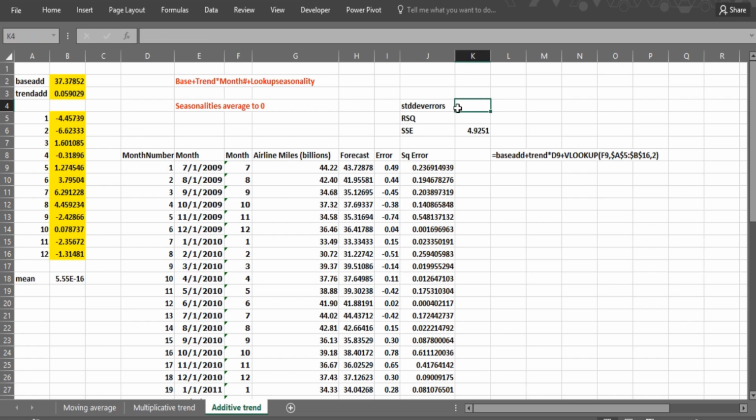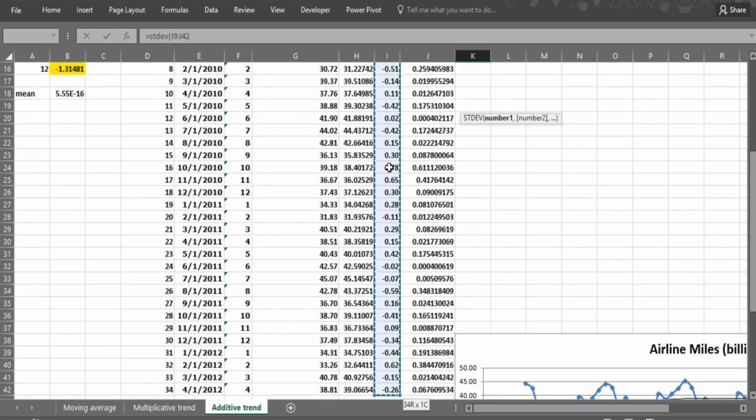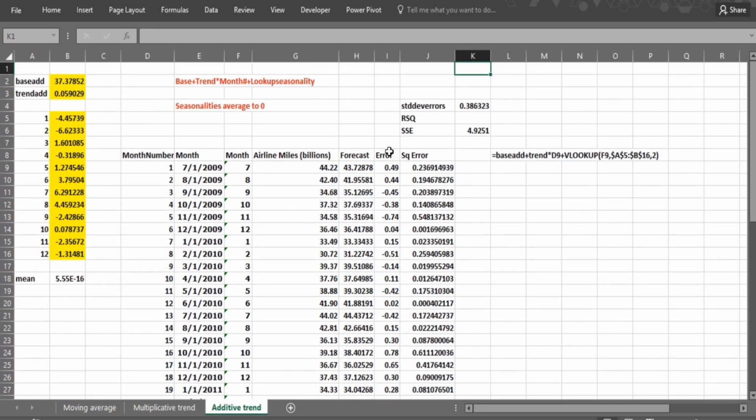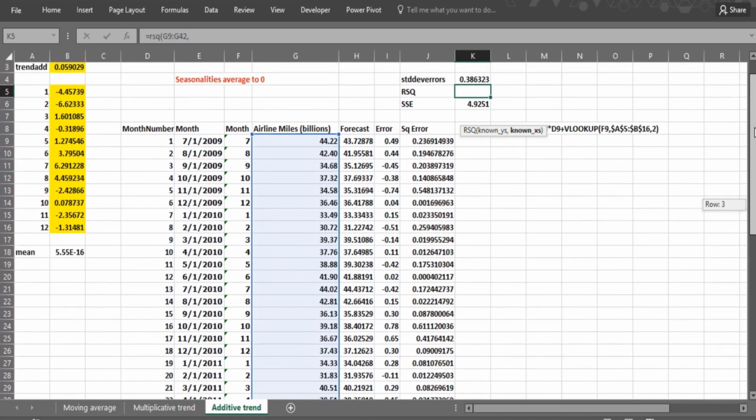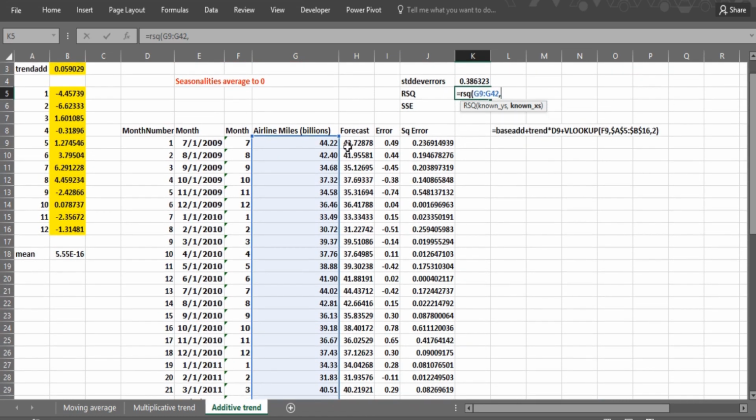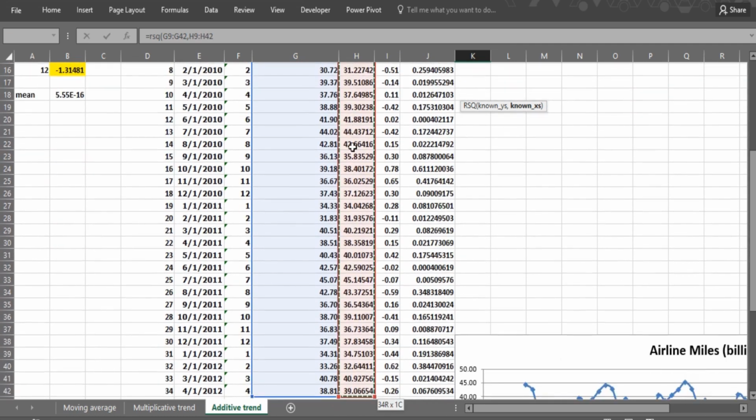Now, how accurate are we? We could look at the standard deviation of the errors, about 0.38. And then the R squared: what percentage of the variation in the actual is explained by the forecast. There's the actual, and the forecast is there.